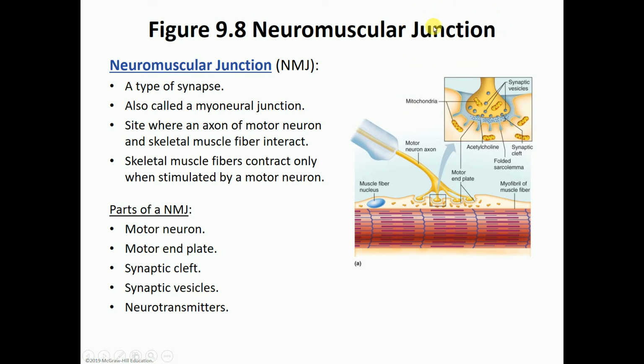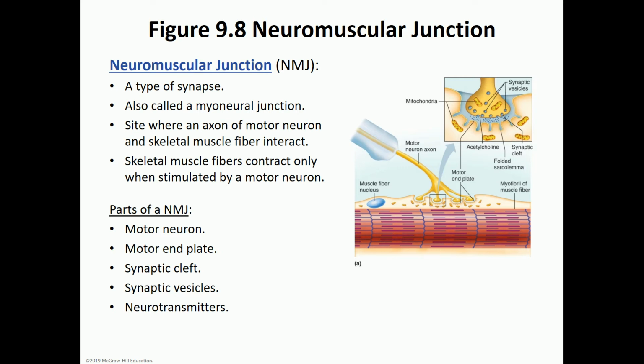So first off, we want to talk about the structure or the anatomy of the neuromuscular junction, which is basically the junction between the nerve and the muscle. It is also known as a myoneural junction. So again, either way we're talking about the same structure. This is a kind of synapse. So a synapse is where a nerve connects to something else. That something else could be another nerve, it could be a muscle, could be a gland.